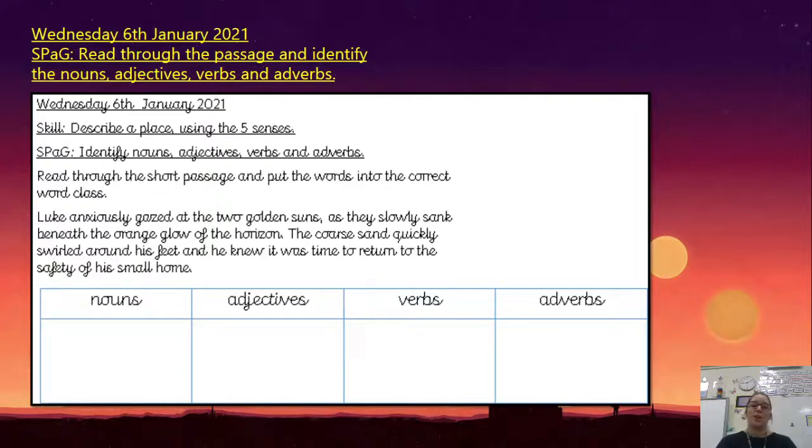Okay, so quickly pause the video. See if you can complete the words into their word class columns, and then come back when you're ready.